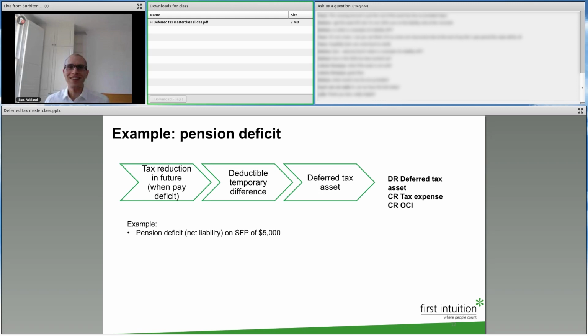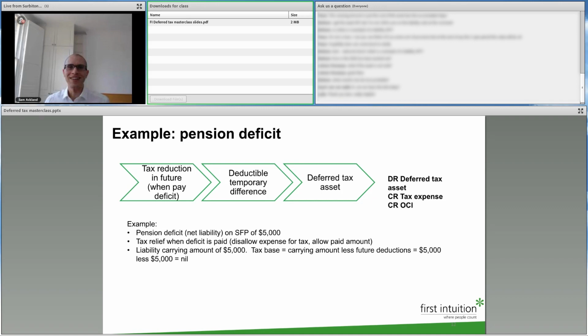Okay, so what do I do in my accounts? Well, I debit deferred tax asset, I credit tax expense, and I might also credit other comprehensive income. Why do we do that? Well, let's have a quick look at an example. Let's say I've got a pension deficit or net liability on my statement of financial position. So the asset minus the liability is $5,000. I get tax relief when I pay the liability. So any expense in my profit and loss account is disallowed for tax purposes, and instead I get a tax deduction when I actually pay the liability.